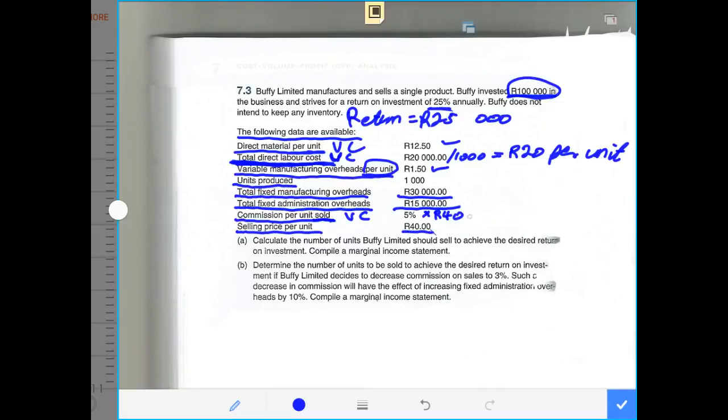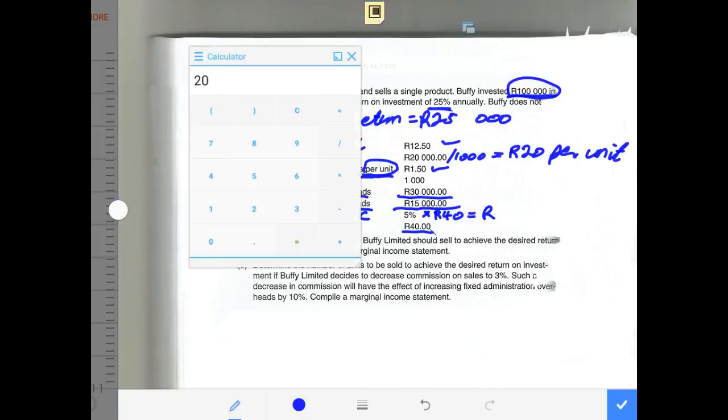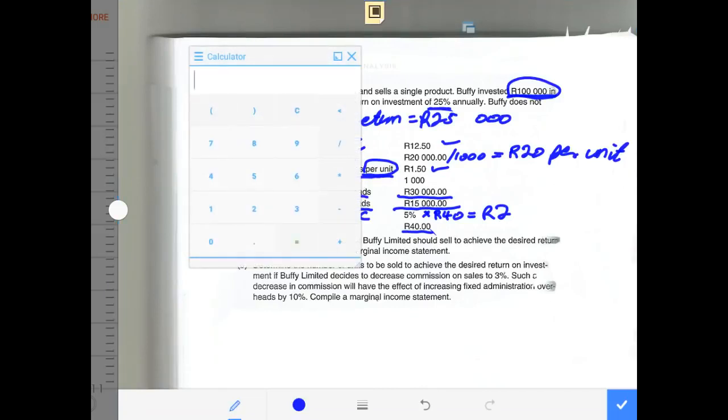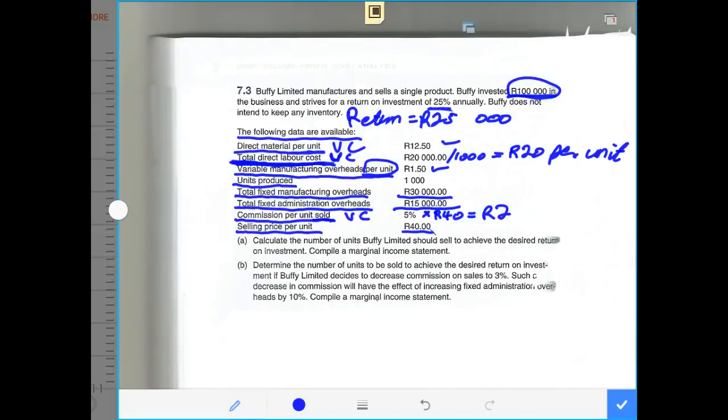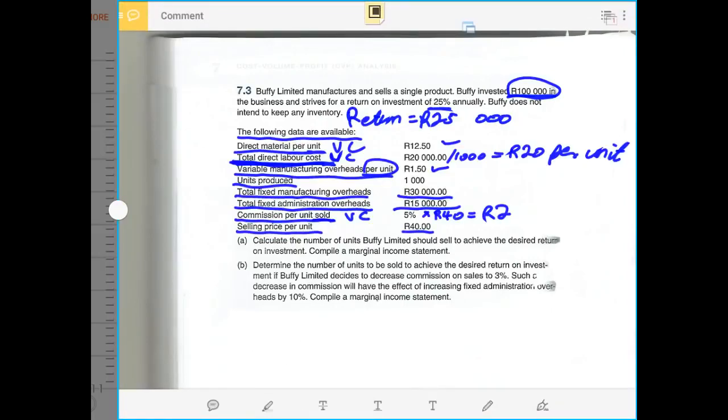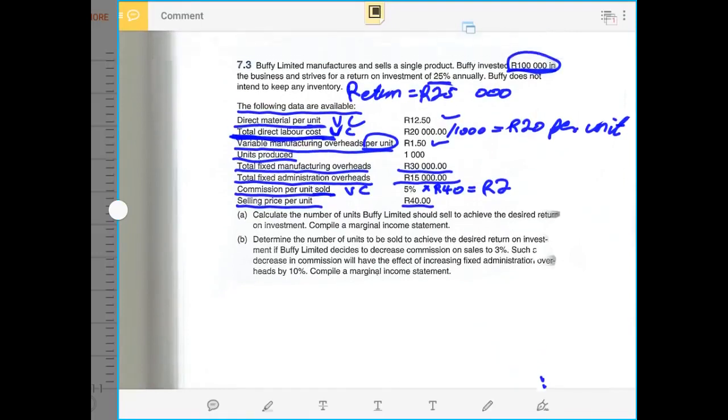40 rand being the selling price per unit, because commission is based on the units that were sold, or the selling price. Then we say 40 times 0.05, which is 5%. Then this will give us 2 rand. That means our commission will be 2 rand per unit sold. It was 40 rand. We times that by 5, divide that by 100, and it gave us 2 rand. That means for every item a salesperson sells, he gets 2 rand for that item.